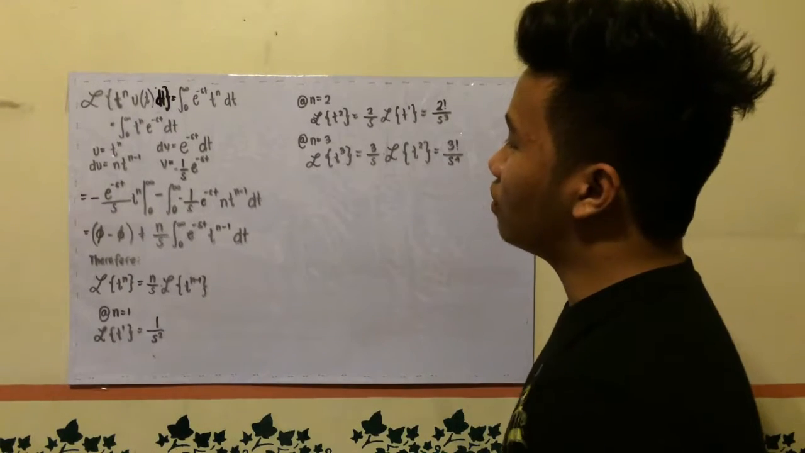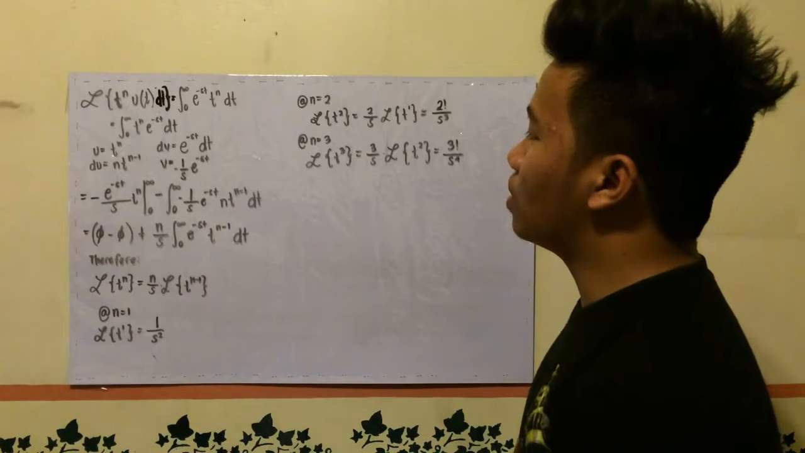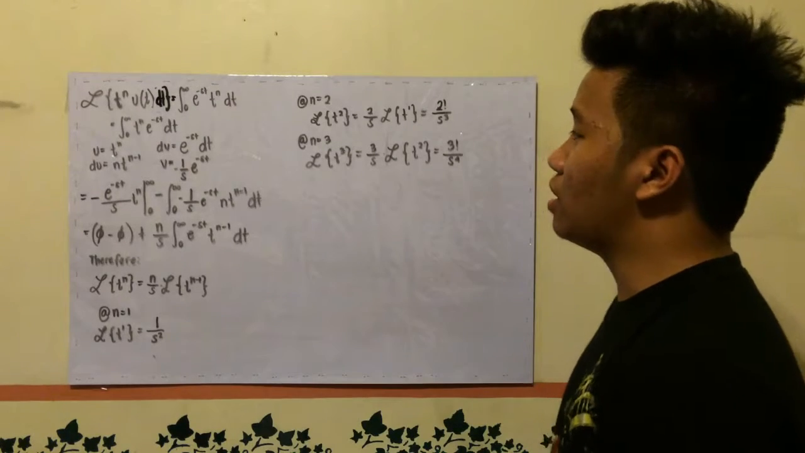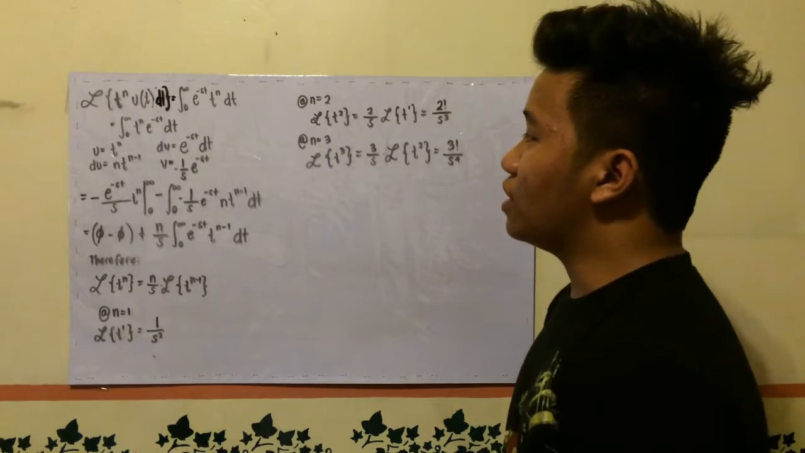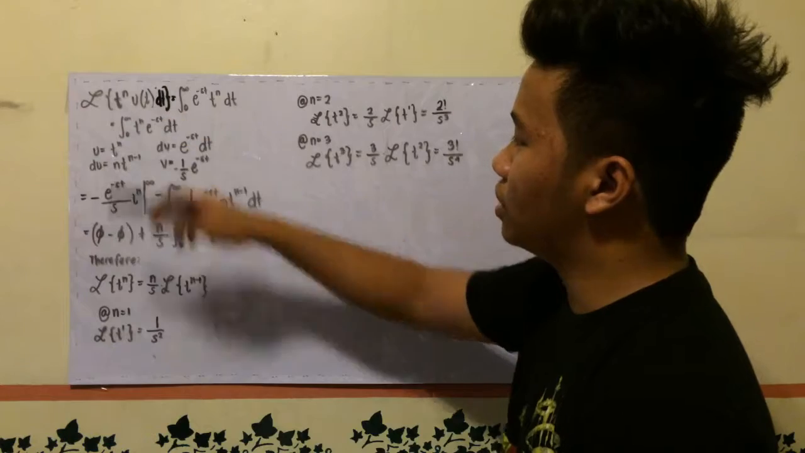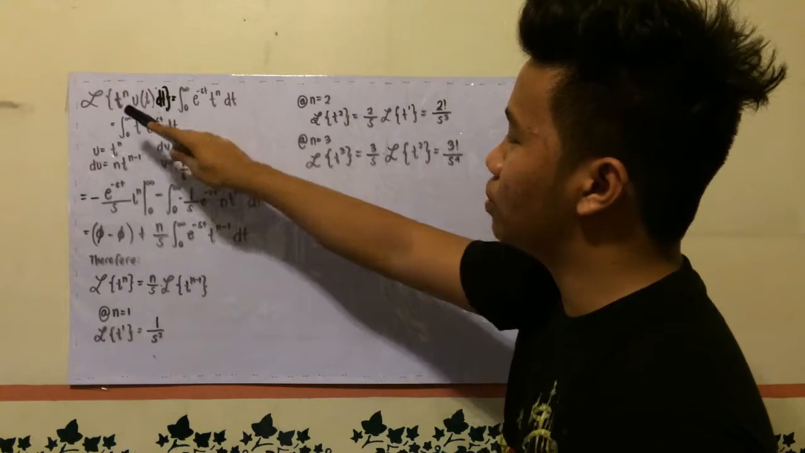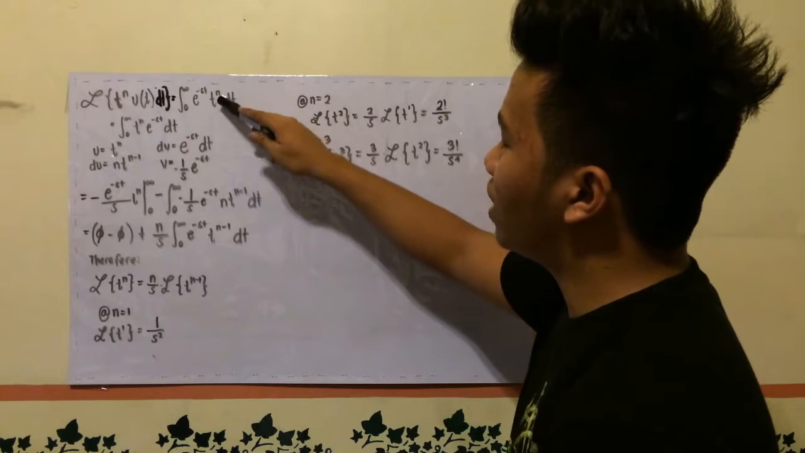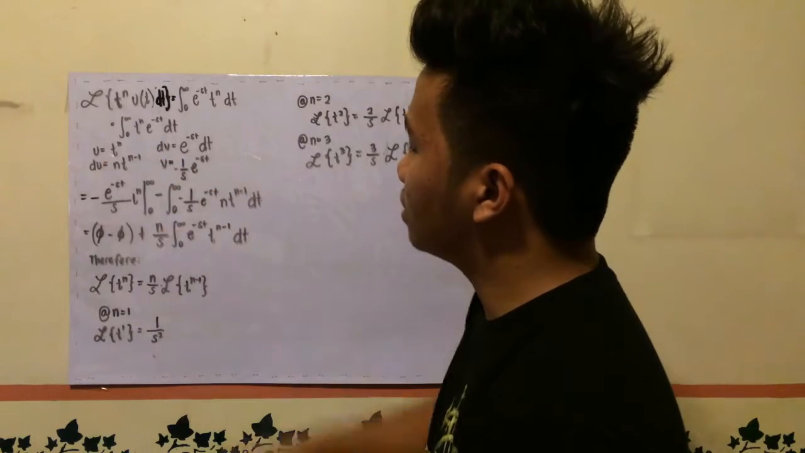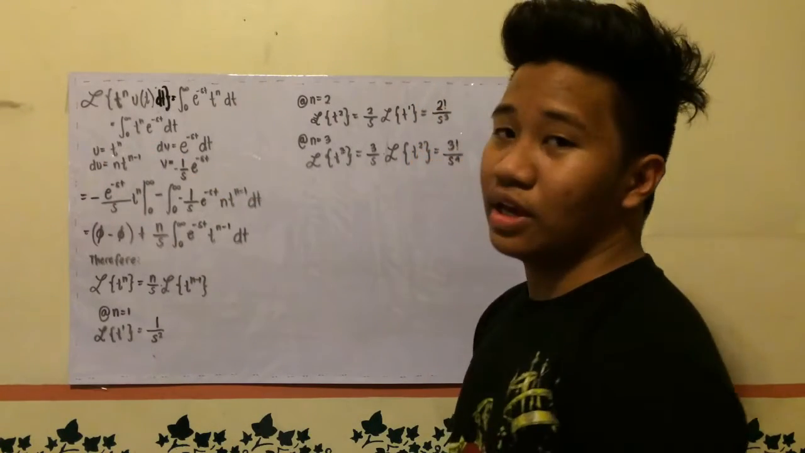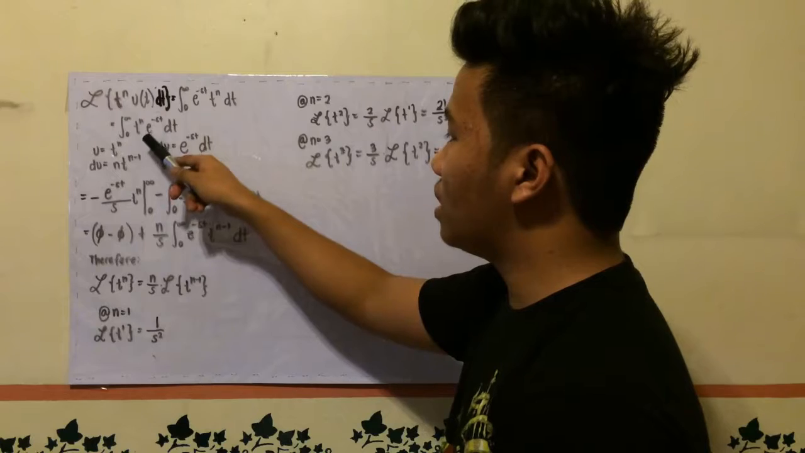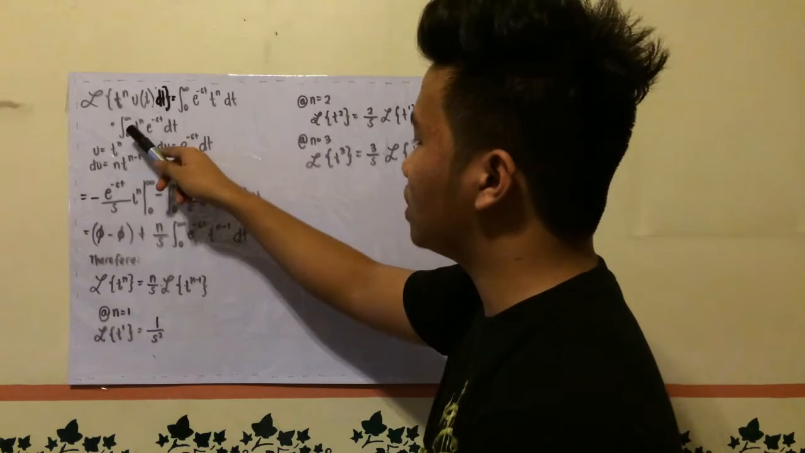So the Laplace of t raised to n u of t dt is equal to the integration of e raised to negative st multiplied by t raised to n dt, from 0 to infinity. If you're wondering where the u of t goes, our u of t here is equivalent to 1, so we can disregard that. Or if we multiply it, the variables will remain. So we come up with the integration of t raised to n times e raised to negative st dt, from 0 to infinity.